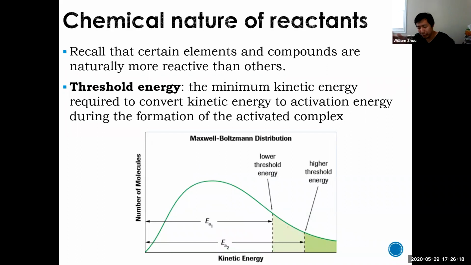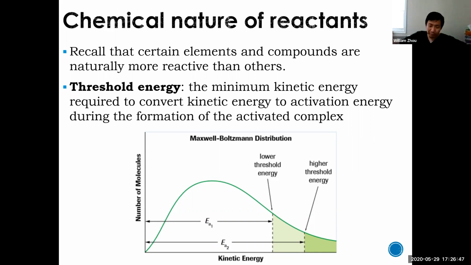All right, so let's move on to the chemical nature of reactants. We mentioned yesterday that some substances simply react easier than others, right? And this is because those substances that readily react have a low activation energy. So this is called the threshold energy. That is the minimum amount of kinetic energy needed to reach the activation energy. So basically, it is the activation energy, okay?